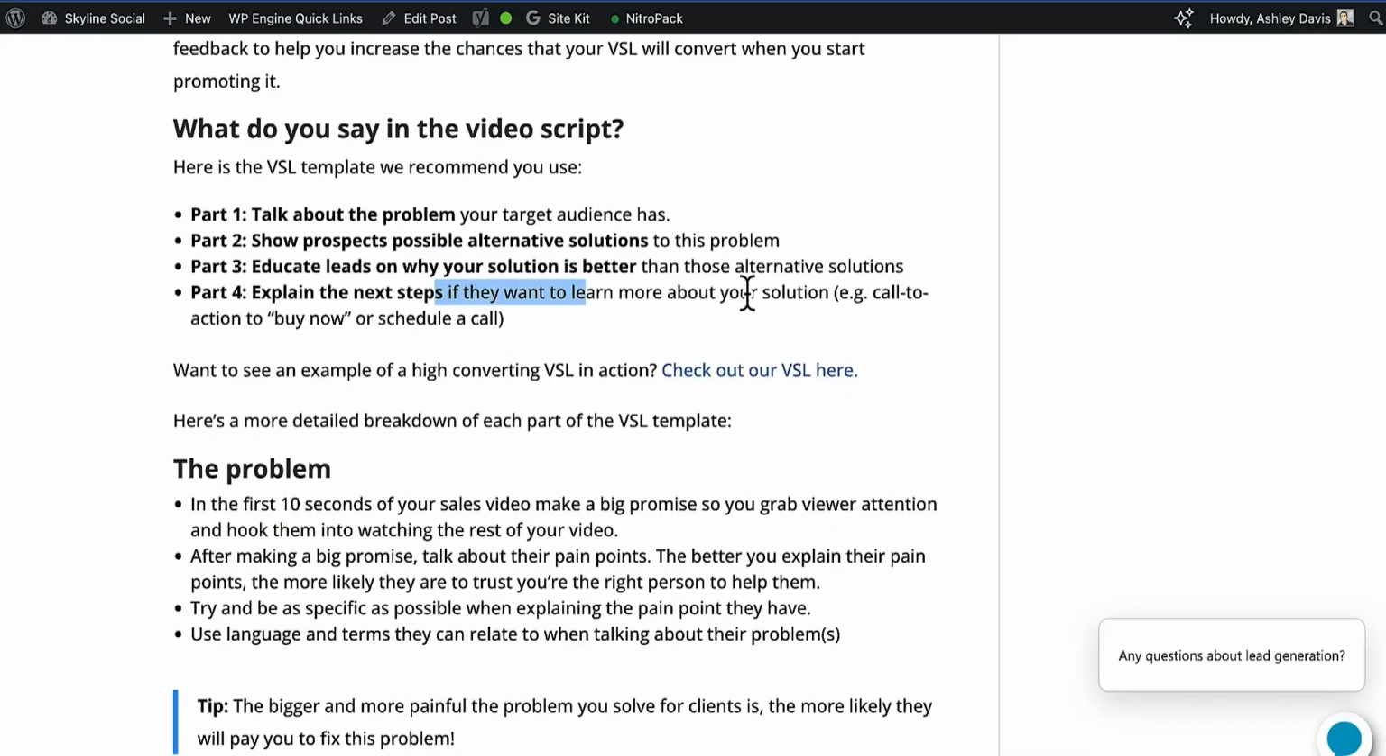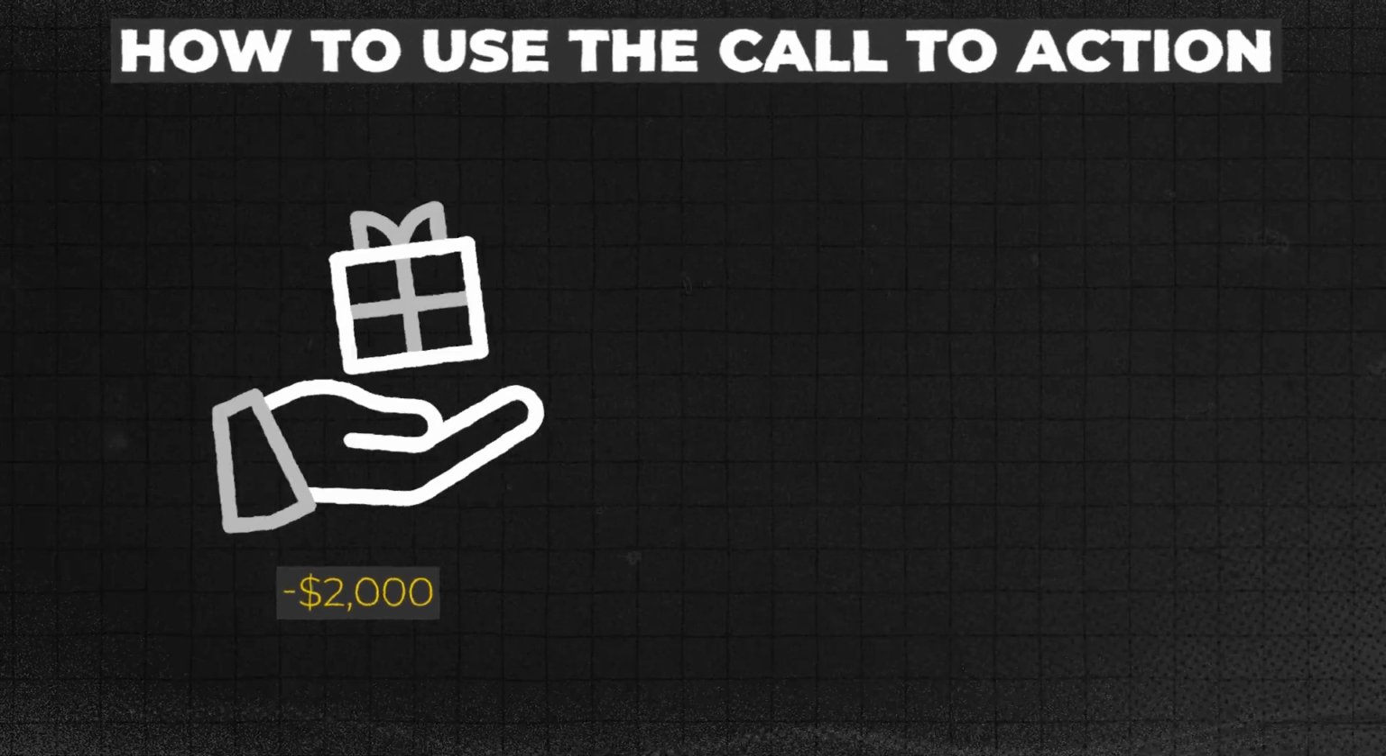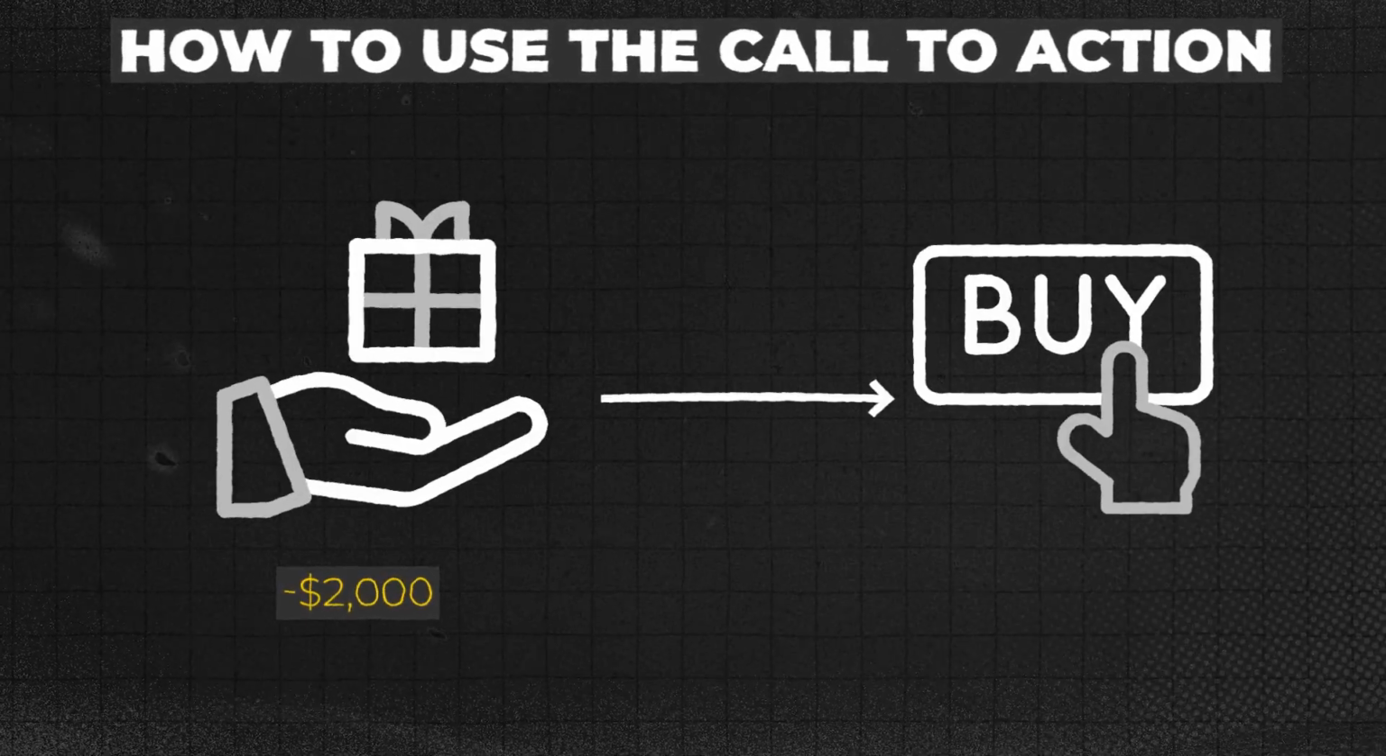So depending on what your solution is and how complicated it is, you could maybe spend a few minutes on it, or sometimes you can maybe spend 5 to 10 minutes, or sometimes even longer. It just depends on how complicated your solution is to explain to people so that they understand it. And then you want to have a call to action explaining the next steps if they want to learn more about your solution. So if you're selling something under $2,000, you could actually just have a call to action to buy now.